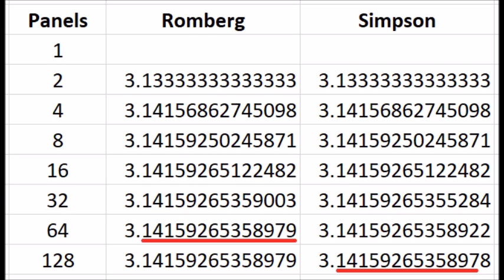Comparing the two methods side by side, it looks like Romberg hits 14 digits of accuracy at 64 panels. Meanwhile, Simpson gives us 13 digits at 128. How do these compare to integrating the circle?